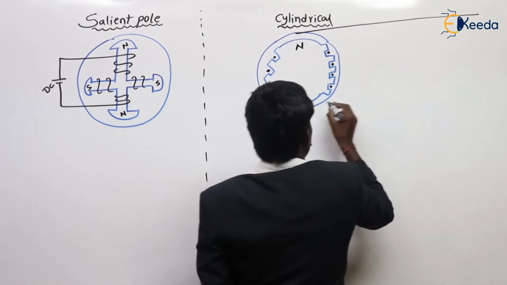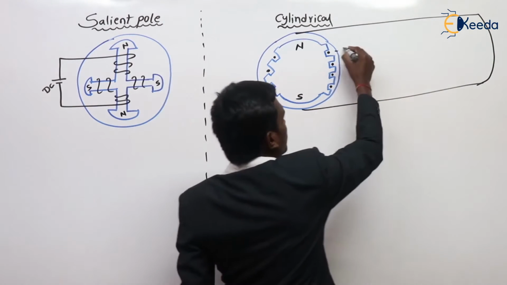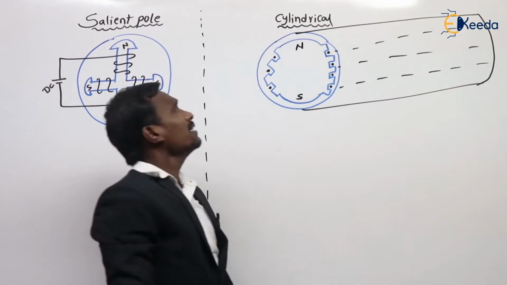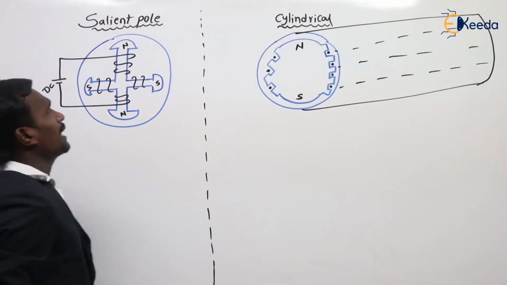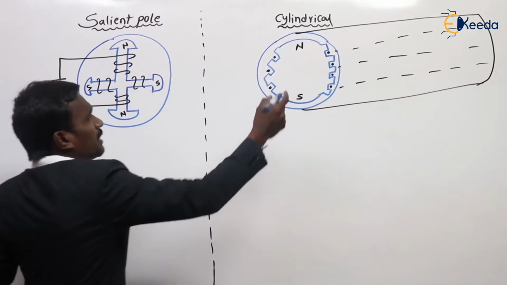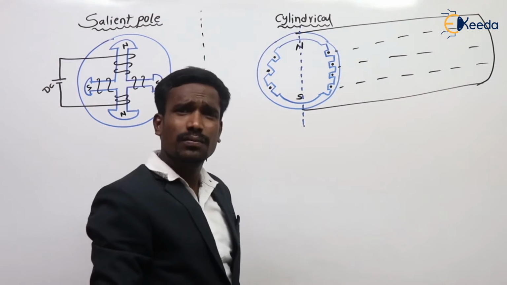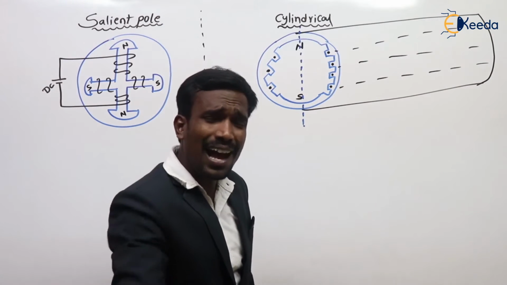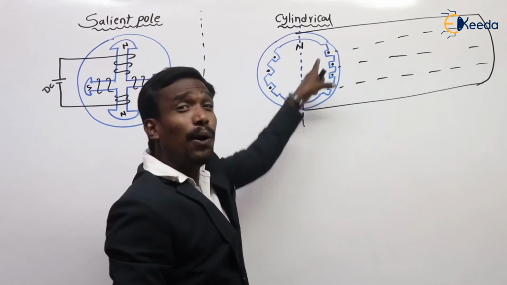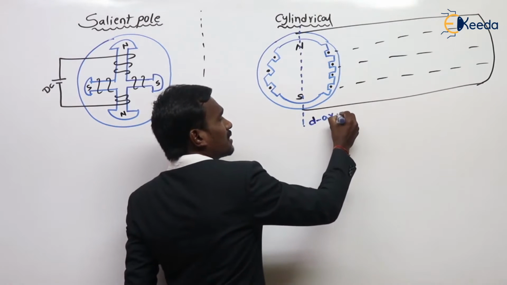This is my cylindrical type rotor and this is my salient pole type rotor. Can you tell me, is this the D axis or Q axis? First give me the answer. Yeah, very good answer. This is the axis which flows through the pole centers. That's why this is a direct axis.